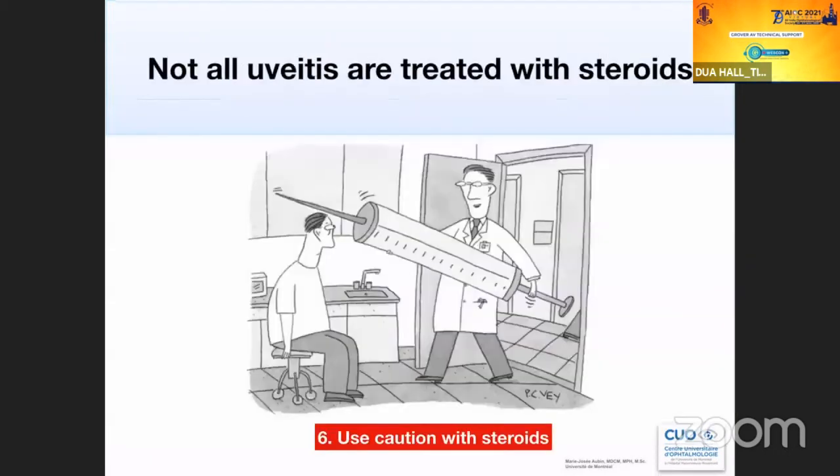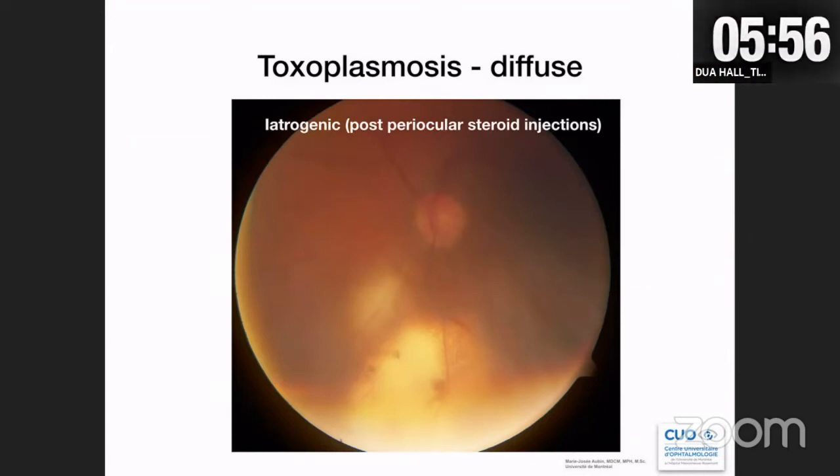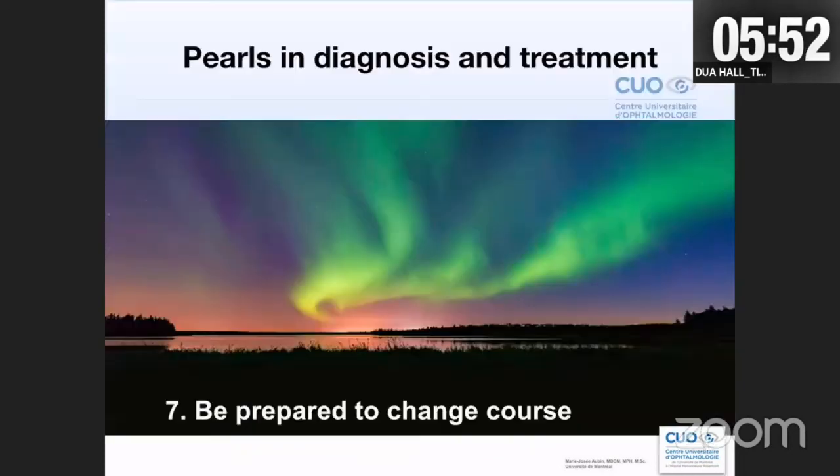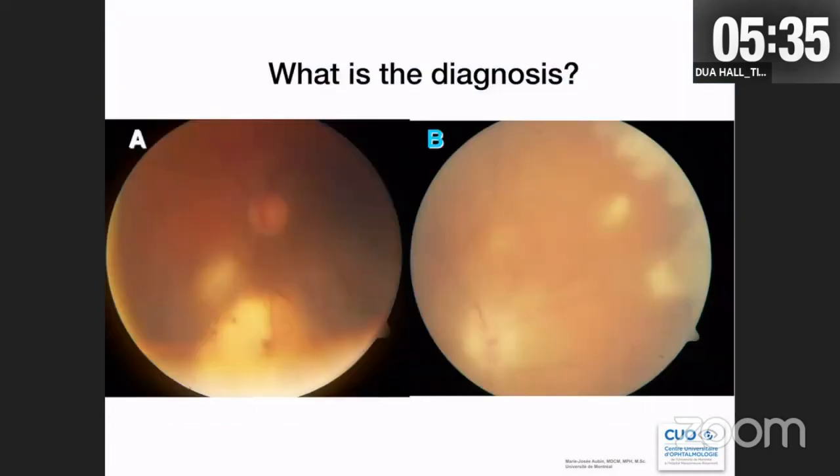Especially if you suspect infectious disease, and this is extensive toxoplasmosis, iatrogenic after periocular multiple orbital floor steroid injections, and it was very difficult to control. The seventh pearl, be prepared to change course. Of course, these common infectious uveitis may have atypical presentation. You know, they're your usual suspects, but sometimes it's very difficult to distinguish one from the other.